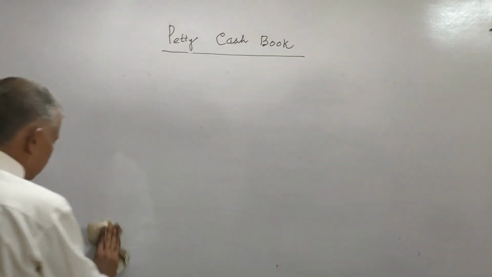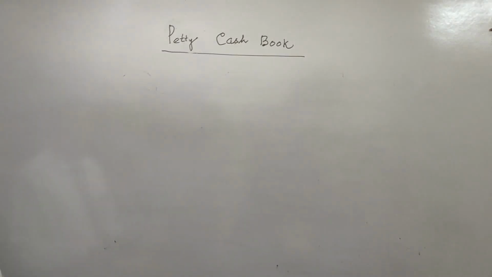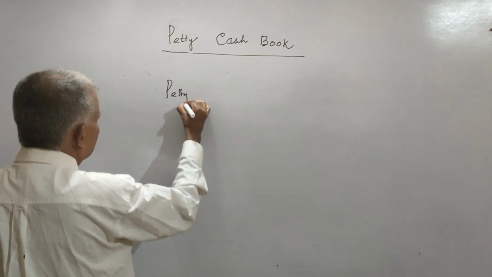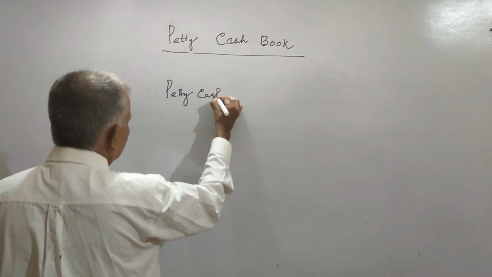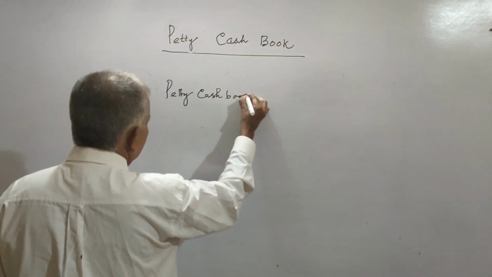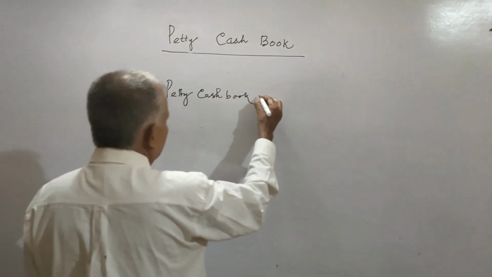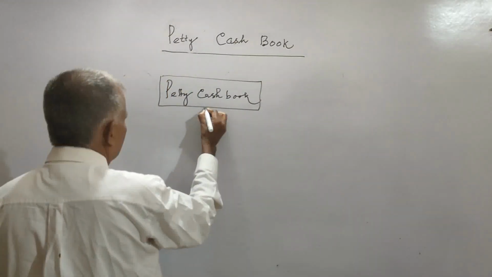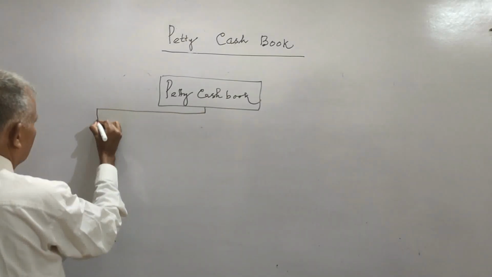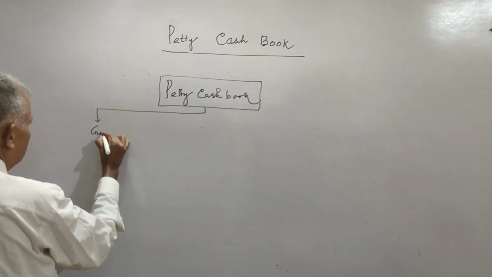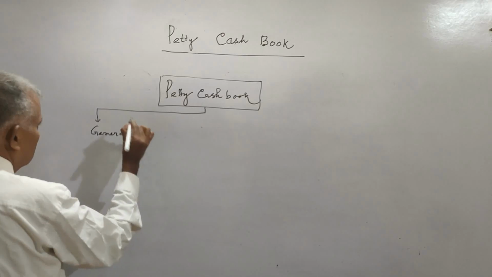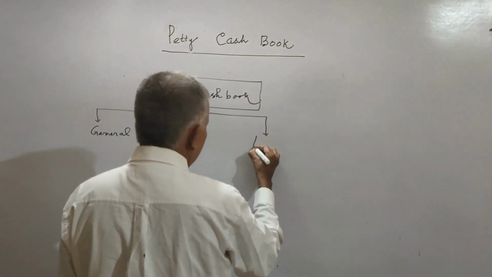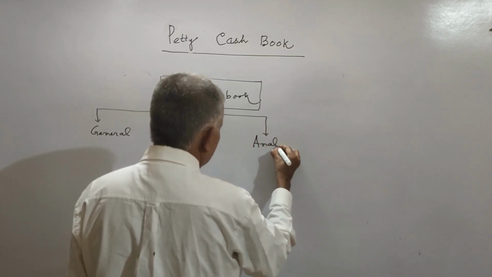The petty cash book is of two types. One is your general, another one is your analytical.